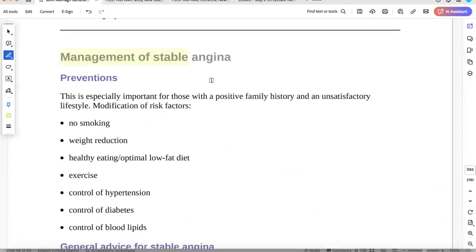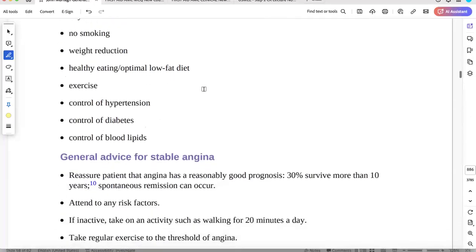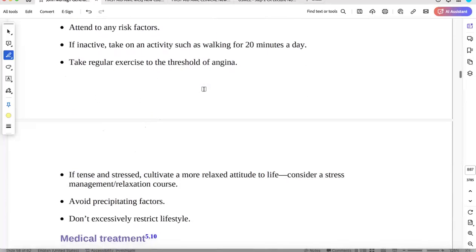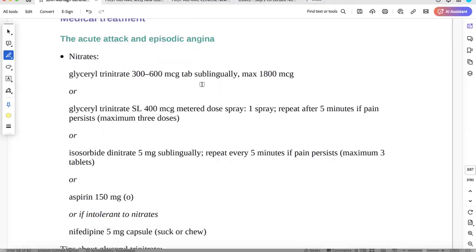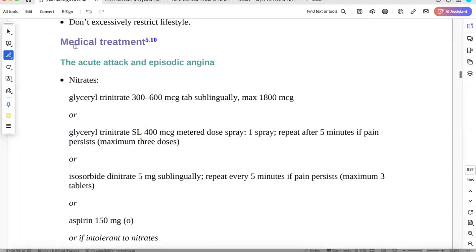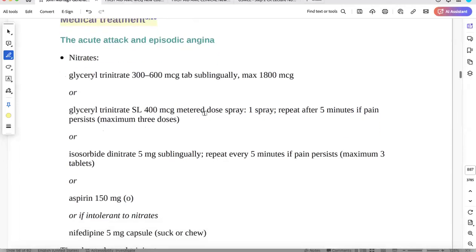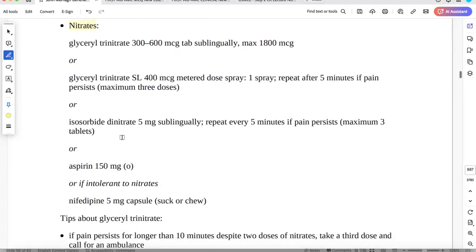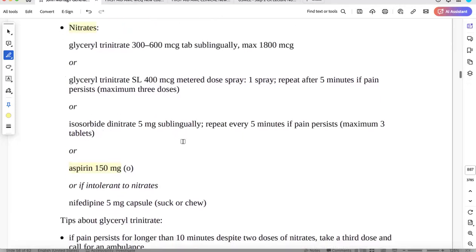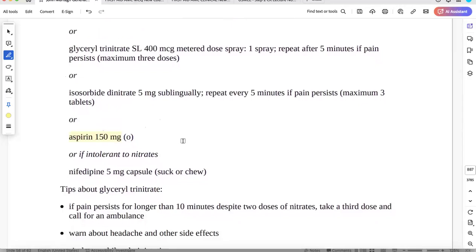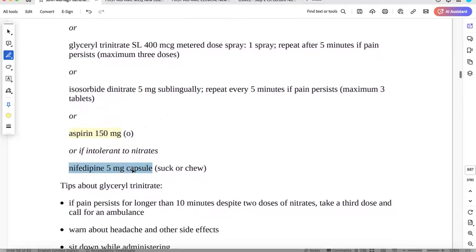Management. So how we manage a stable angina patient, that's what we didn't discuss today. So definitely lifestyle modification, always the important part. Apart from lifestyle modification for a stable angina patient, there is some medical treatment that can be done. You can put the patient on nitrate, either sublingual nitrate, or tablets like isosorbide mononitrate or dinitrate. So nitrate is one of the common medications. Put the patient on aspirin. If the patient is not tolerating nitrate, then sometimes we can give nifedipine.